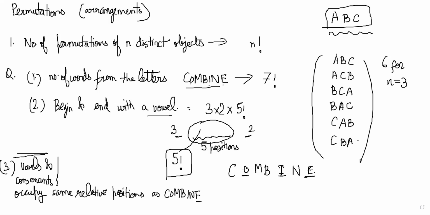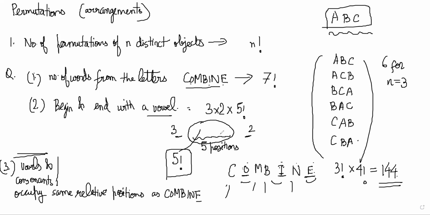So is the answer 144? Yeah, got it. Basically, in these three places, you have to put the three vowels. So that will be done in 3 factorial ways, right? And in these four places, that will be 4 factorial ways. Correct. So that will give you 144.